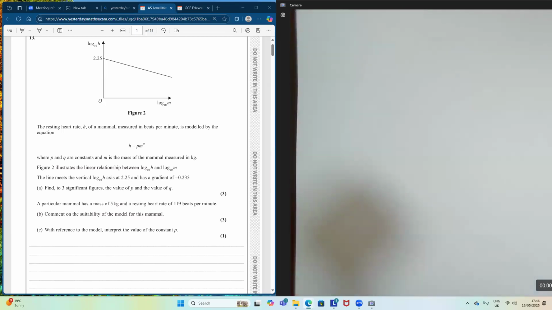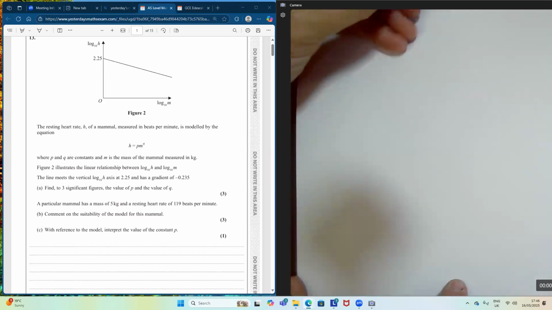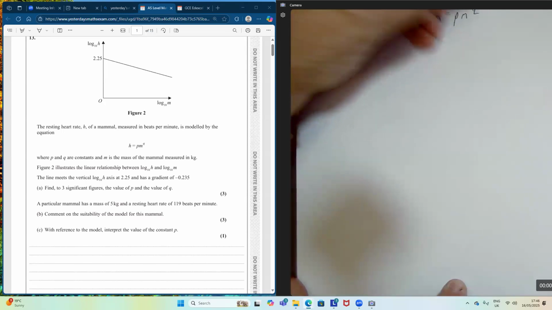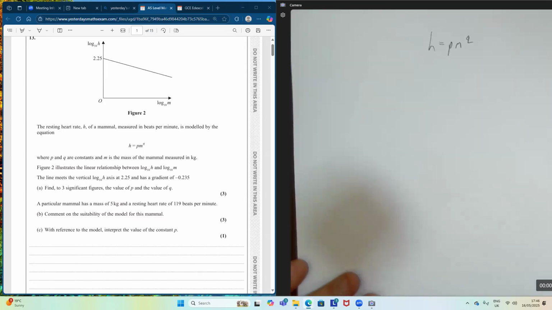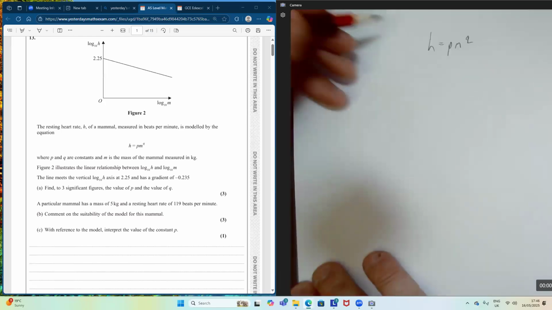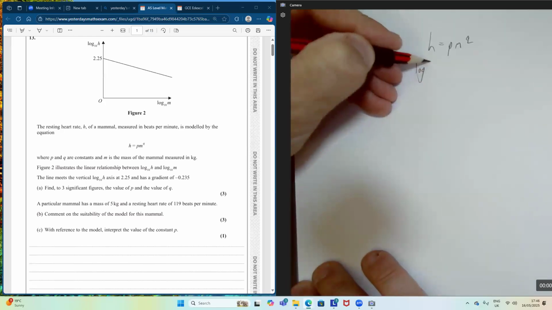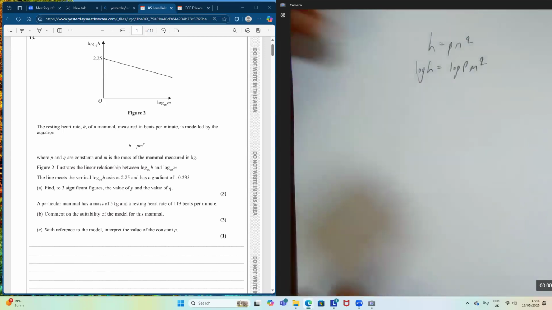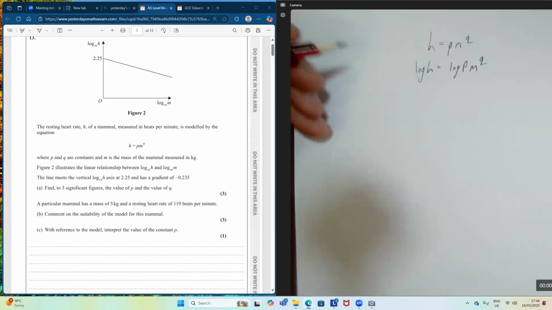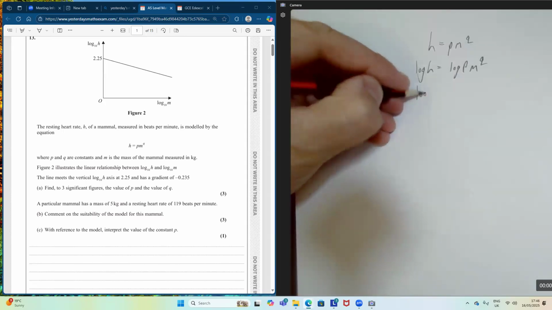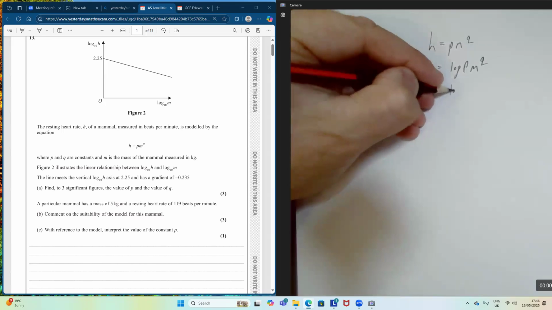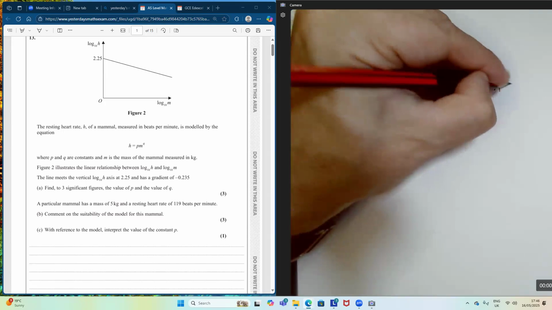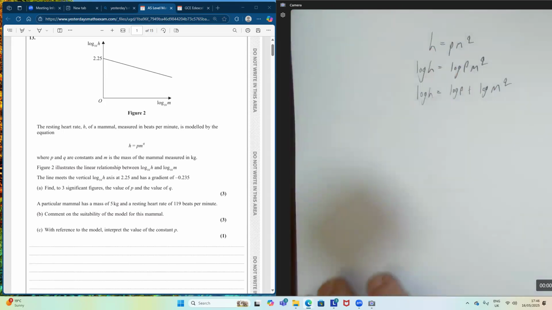So let's have a look. We have got our resting heart rate, h, is equal to p m to the q. Now, the method that I advocate and that I like is taking logs of this equation. So I'm going to write log h is equal to log p m to the q. And remember, log means log base 10. So I'm going to say that log h is equal to log p add log m to the q, and that's using the addition law of logs.